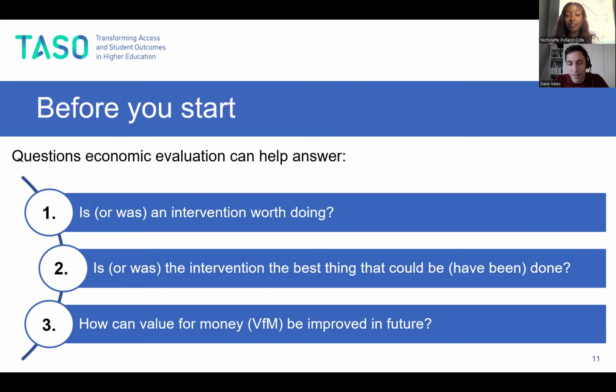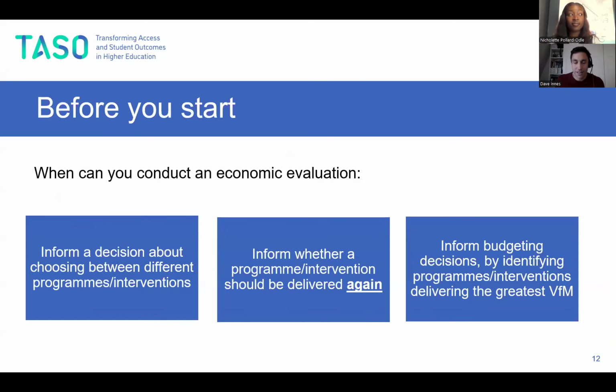And then the third question is, maybe we've done an intervention or a set of activities, and we want to think about, okay, how can value for money be improved in future? Now, if you look at the first two questions, you've probably noticed that it says, is or was the economic evaluation worth doing? That's because you might use economic evaluation at different stages in the intervention process. So before you start, think about exactly when you're going to use economic evaluation as well.